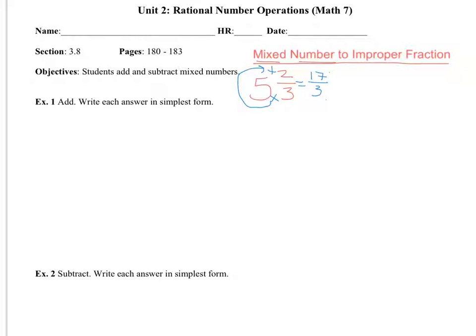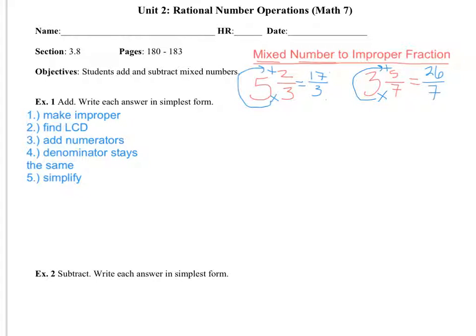So if I had 3 5/7, what would that equal as an improper fraction? All right, good job. I got 26/7.